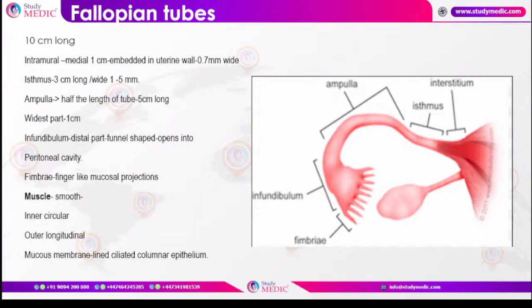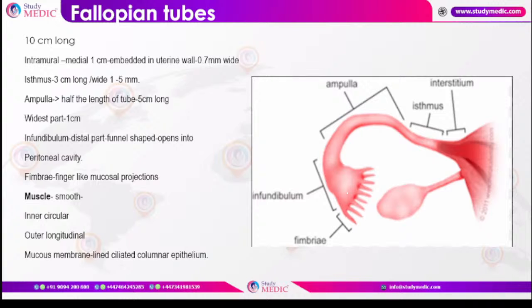Then after that, you have the isthmus. This isthmus is about 3 centimeters long and the width is 1 to 5 millimeters. Then you have the ampulla, which is the longest part of the tube, and also the widest part. It is 1 centimeter wide. And then you have the infundibulum, and then you have the fimbrial end.